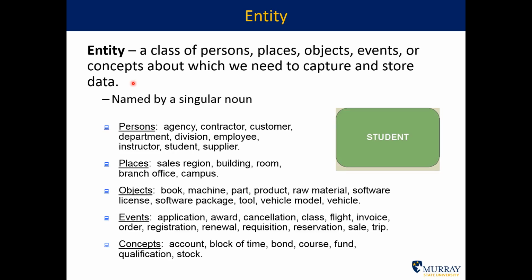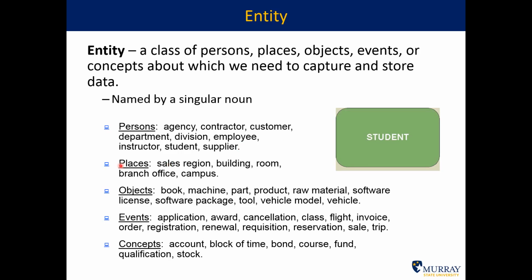So once again, an entity is a class of persons, places, objects, events, or concepts about which we need to capture and store data. I would break this definition into several parts. First of all, I would say an entity is something or somebody about which we need to capture and store data. The reason I'm saying something or somebody is that an entity can store information about humans and also non-humans. For example, an entity can store information about persons, let's say agencies, contractors, customers, departments, divisions, employees, instructors, students, suppliers, and so forth.